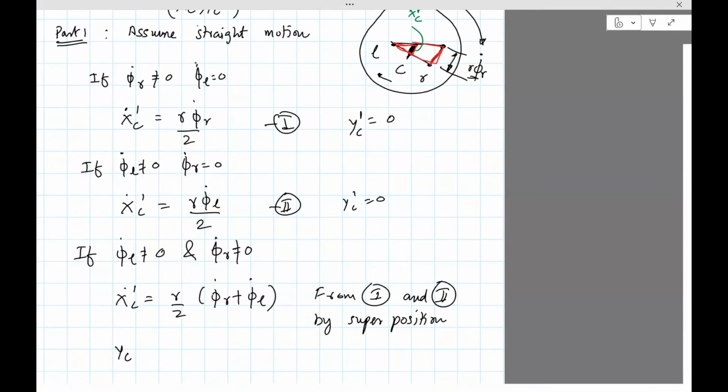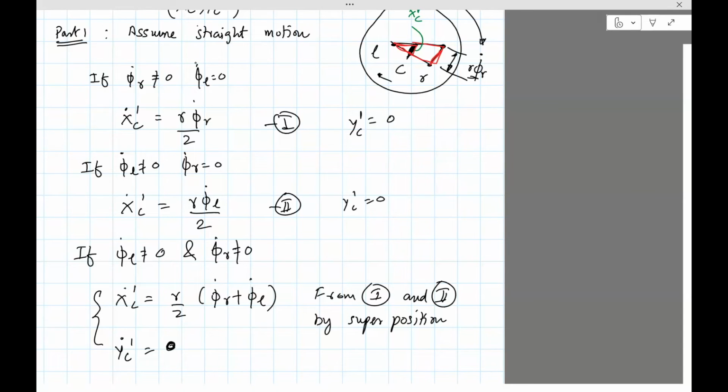So yc dot is 0. It's just like a bicycle. A bicycle can go straight. It cannot go to the side. Or a unicycle, whatever you like to call it. So we've got an equation for the movement of point C in frame 1.